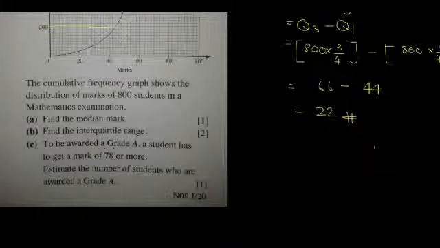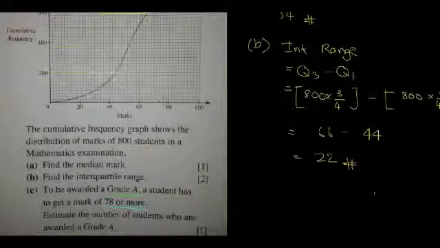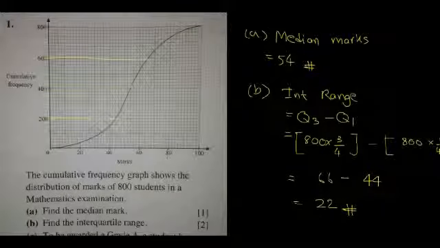Part C, the challenging part. To be awarded a grade A, a student has to get 78 or more marks. So now estimate the number of students who are awarded grade A. So simple, very standard procedure. What we do is we mark off 78. Oops. So 78 is just about there, and you draw a ruler all the way up to the curve, and then again you find the corresponding number of students.